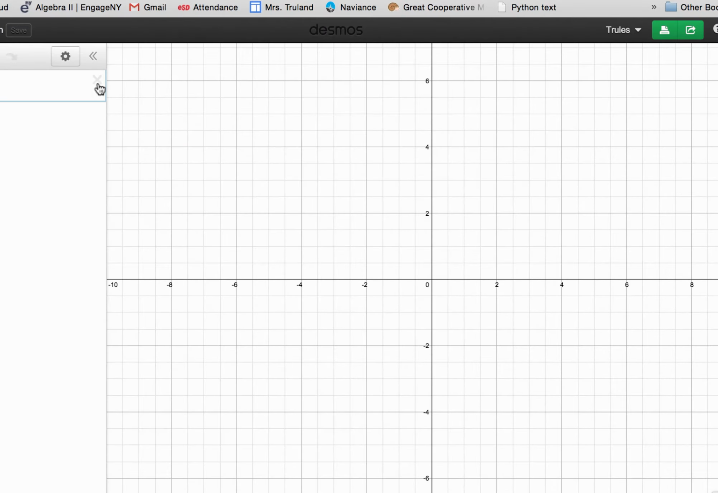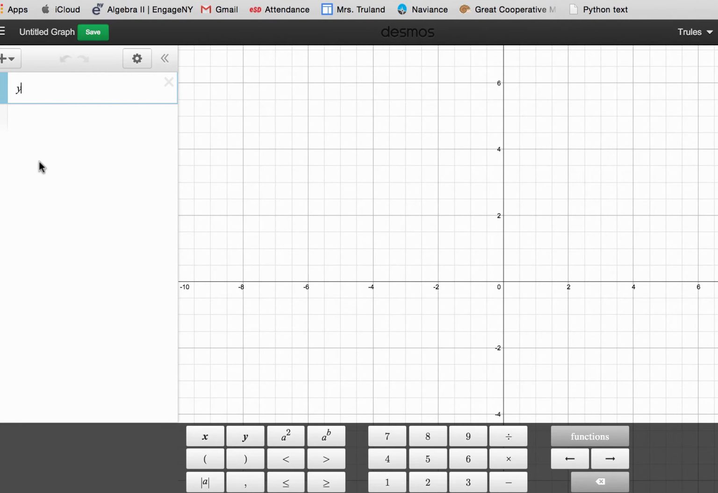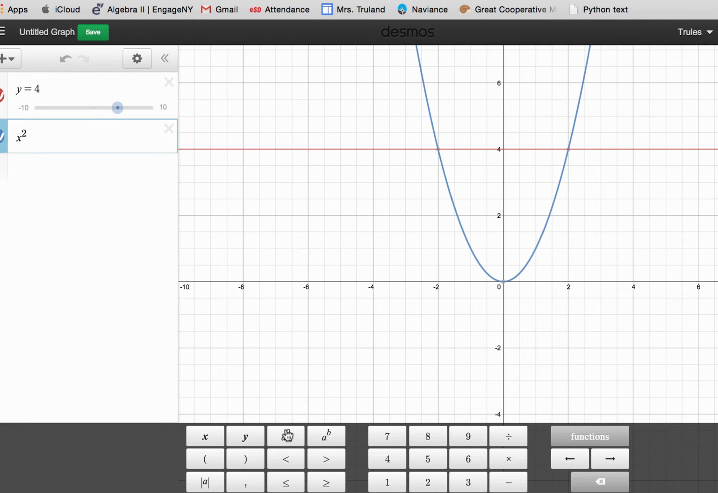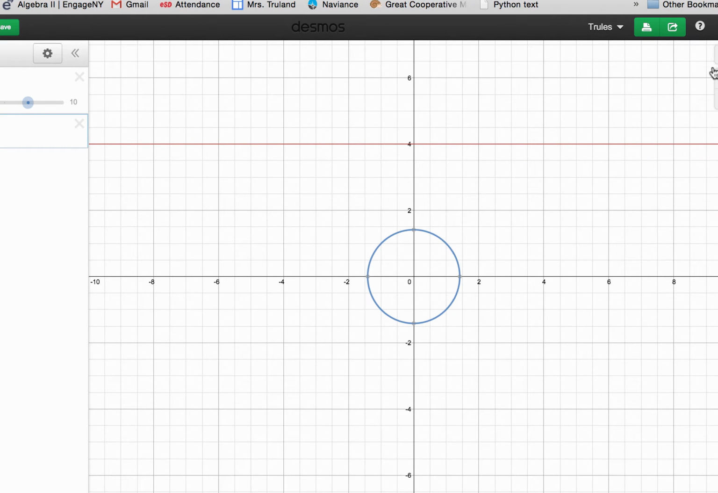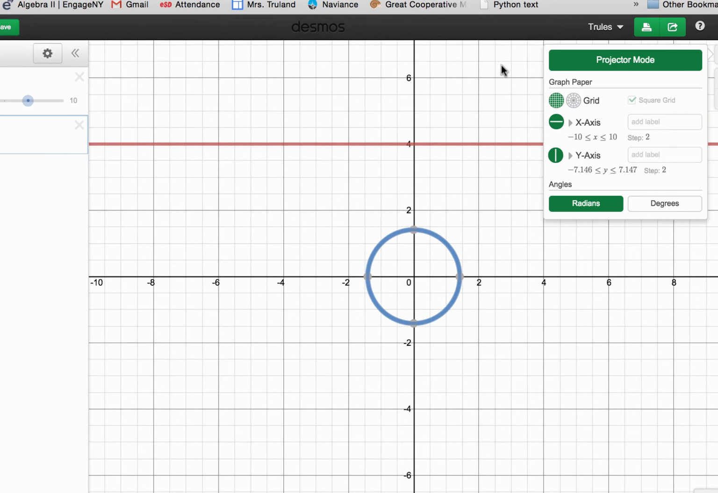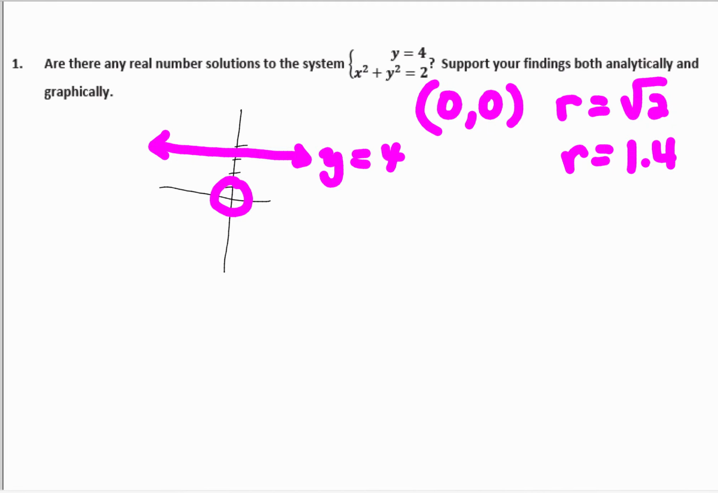Double checking myself on Desmos, let's see, I'm going to put right here, y equals 4. Down here, I'm going to put x squared plus y squared equals 2. And when we look at my picture, let me put it on projector mode so you can see it, we clearly see that they do not cross. That's great, but on our regions, we're not going to have Desmos. We're going to have to show it algebraically.